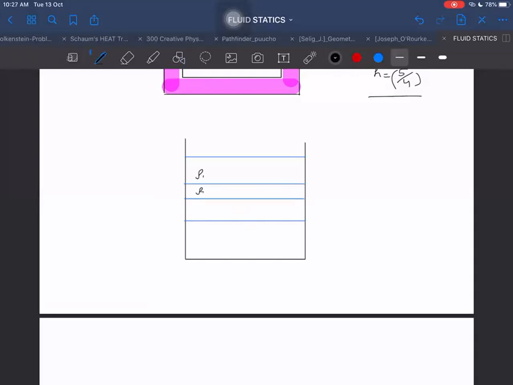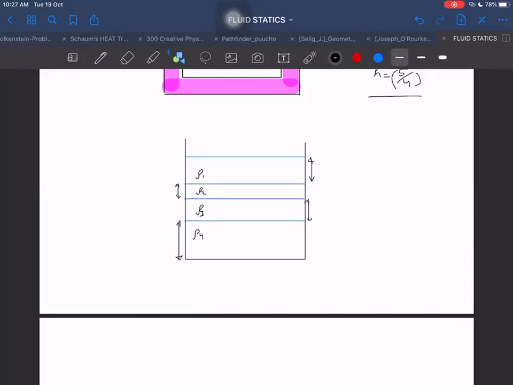Lighter liquid, densest. What will be the pressure at the depth at the bottom of the container? What will be the pressure at the bottom of the container? Tell me.